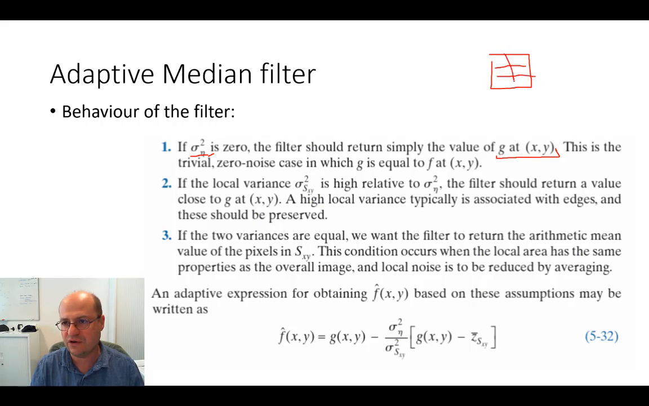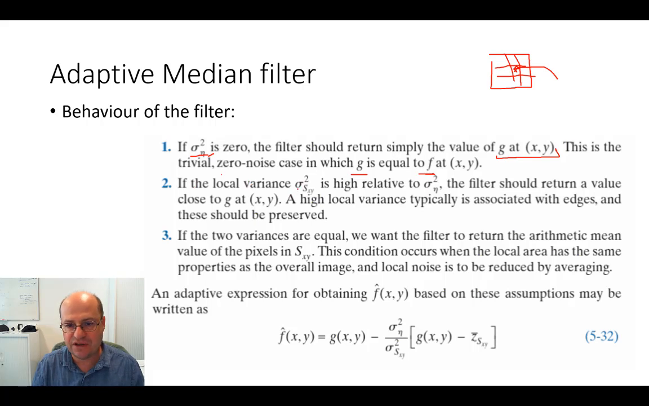If the variance is 0, the filter doesn't do anything and uses the original value of the pixel at that region. This is the trivial zero noise case. If the variance of the noise is zero, it means that there is no noise. The resulting image is equal to the original image, and I don't need to apply any changes to that.